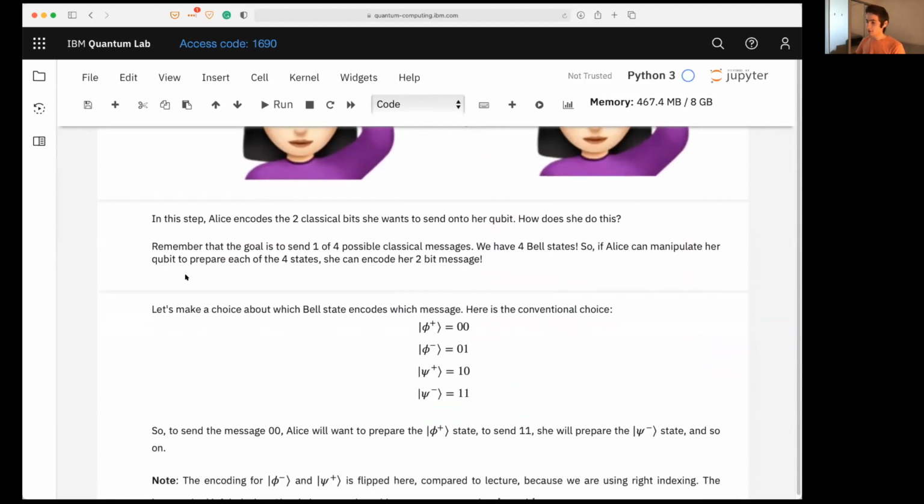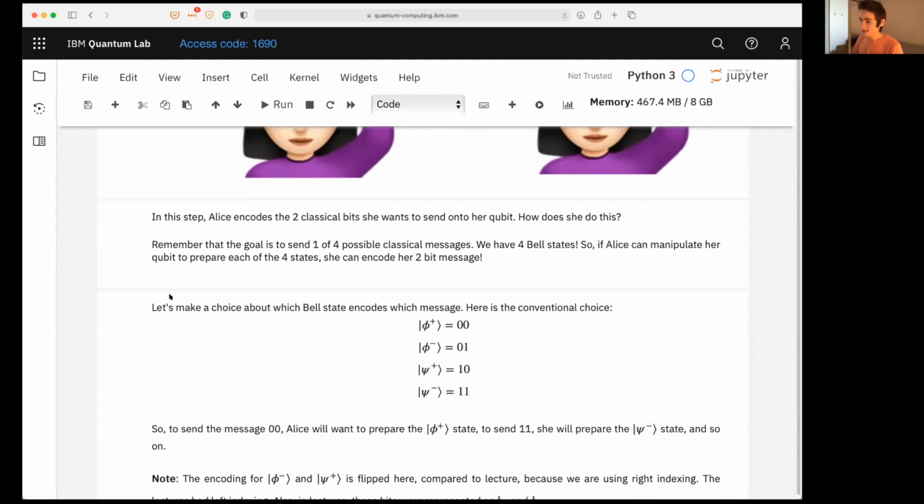Okay, so to remember this, we're going to define some relationships. Depending on the bits that Alice wants to send, if she wants to send 00, 01, 10, or 11, she is going to prepare a different state.